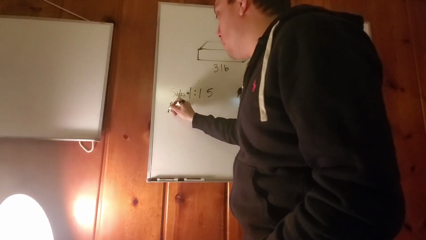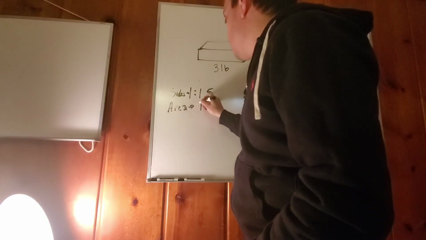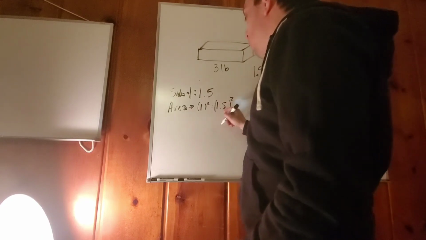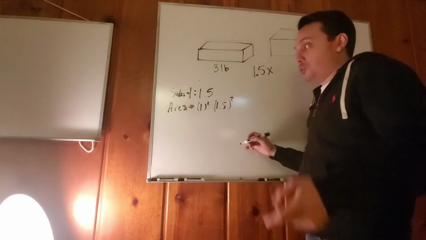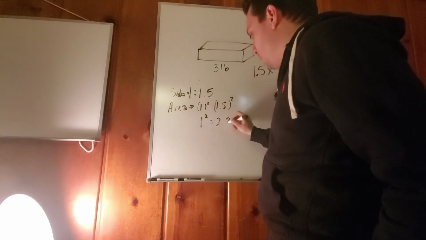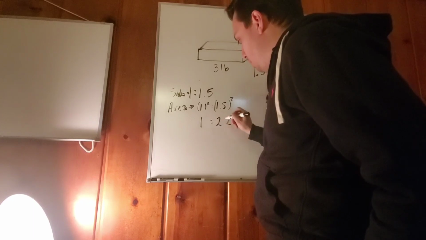Then we have the surface areas. It's going to be 1 squared to 1.5 squared. Well, 1.5 squared, you guys should know, is 2.25. So it's 1 to 2.25.